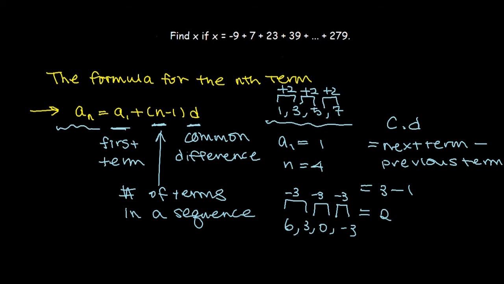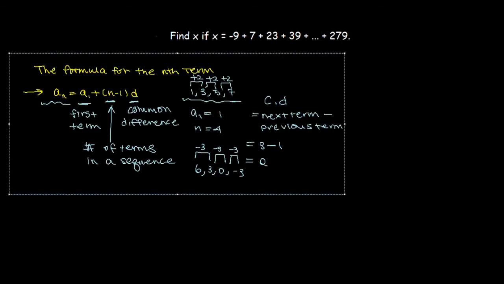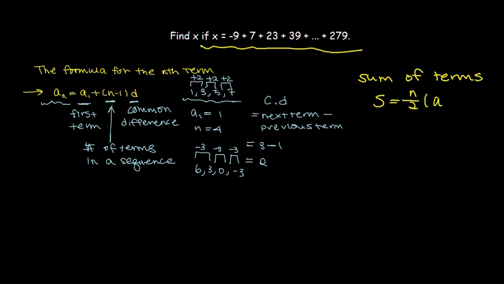So we have the first formula down, and I'm going to talk about the other formula next. The second formula is the summation formula, for finding the sum of the terms. This only applies to arithmetic sequences. How do you find the sum of all of these terms in the sequence? It can be solved using a formula: S equals n over 2 times a sub 1 plus a sub n.